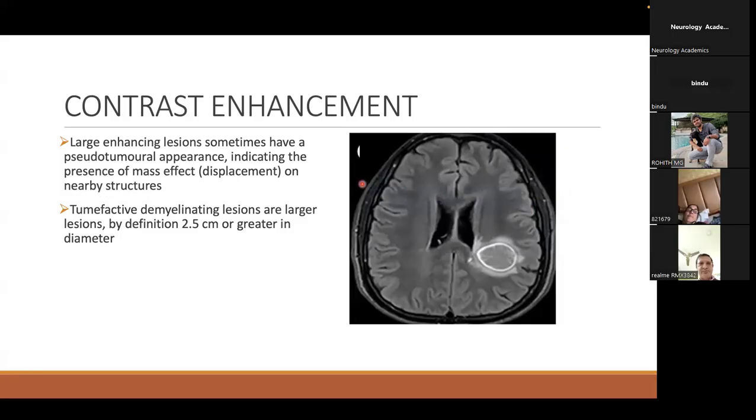And sometimes the lesions can be tumefactive lesions, that is more than 2.5 centimeter, with subtle mass effect. So this is not a tumefactive multiple sclerosis, but if there is a solitary tumefactive lesion, it is difficult to differentiate if it is MS or NMOSD or MOGAD, because it can be seen mostly with MOGAD followed by NMOSD followed by multiple sclerosis. So sometimes biopsy might be required in these kinds of lesions, and it can show a ring type of enhancement.